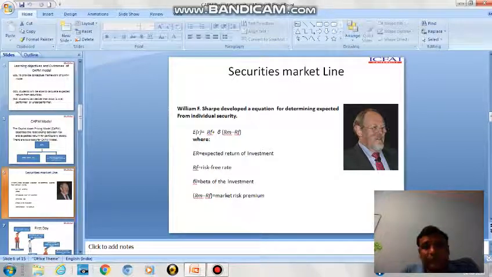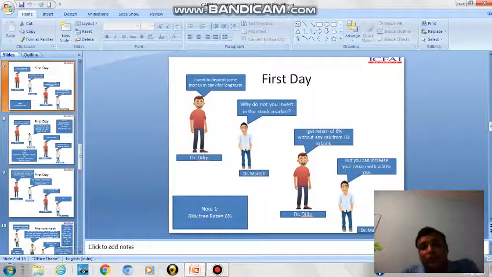In this PPT, I would like to share a story for the logical explanation of this formula with two characters. In the next slide, you can see there are two characters, Dr. Dilip and Dr. Manish. Both are working together at Phi University. But one day they are discussing an investment issue. Dr. Dilip said to Dr. Manish, I want to deposit some money in a bank for the long term. Then Dr. Manish asked Dr. Dilip, why do you not invest in the stock market?